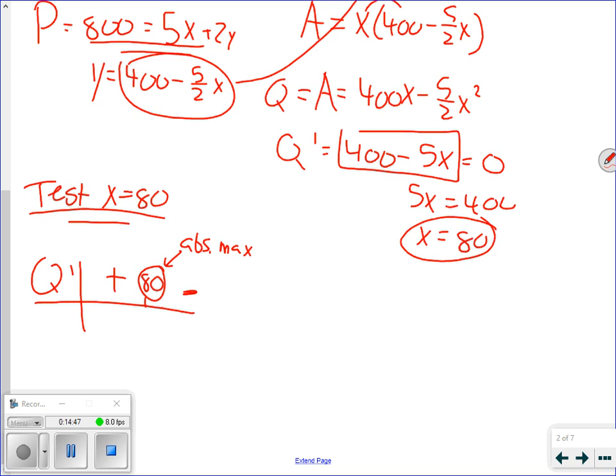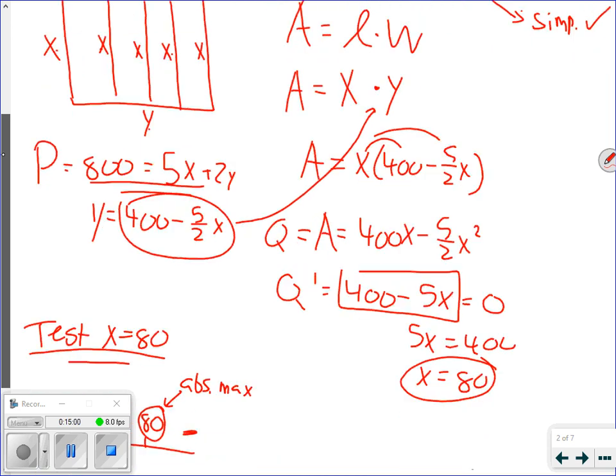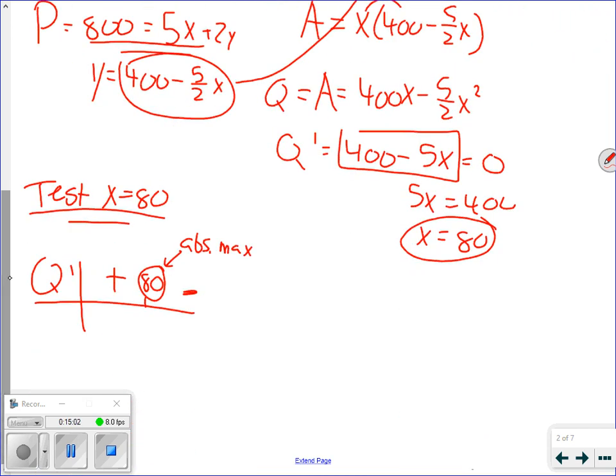We don't have endpoints because 0 is not included. You can't have a length of 0. And it's up to 400 as the maximum that the x could be, but again, that's not going to be possible because it would take away the two-dimensional shape. So we can't check any endpoints. There are no endpoints to check.